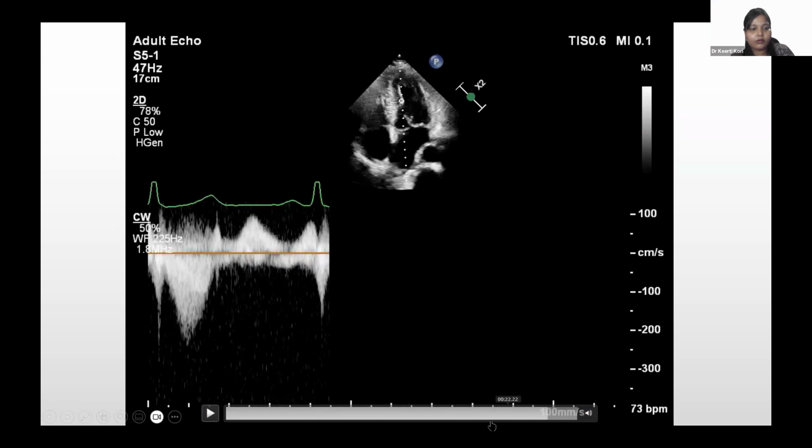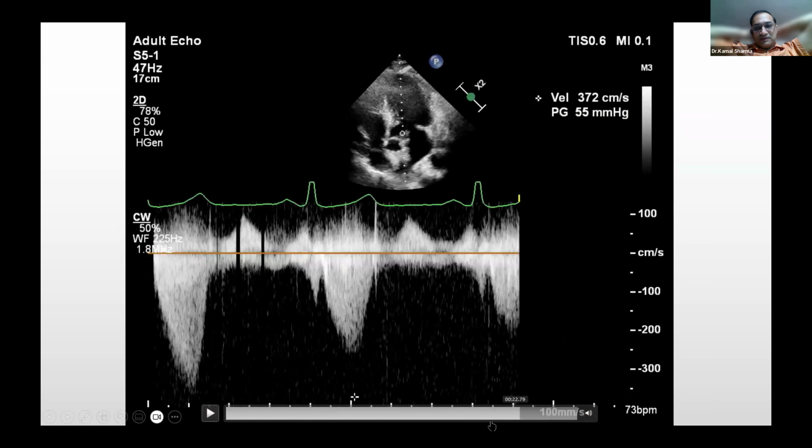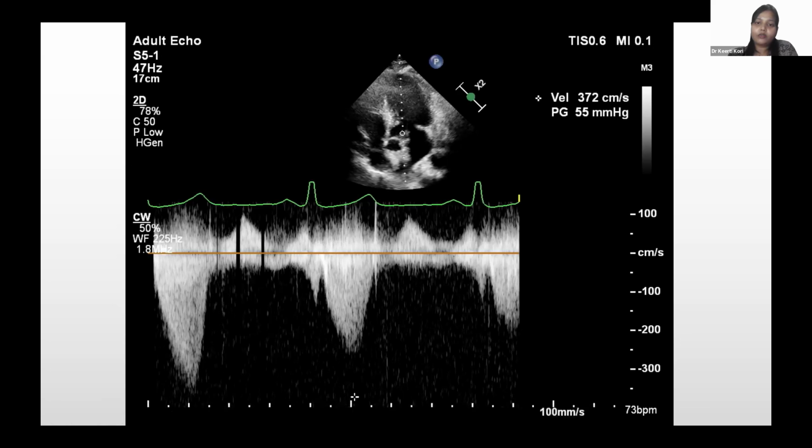So what's the other way to do it, if not Valsalva? Standing, we can do echo. Valsalva will cause what? Worsening or increase in gradient? Increase in gradient.